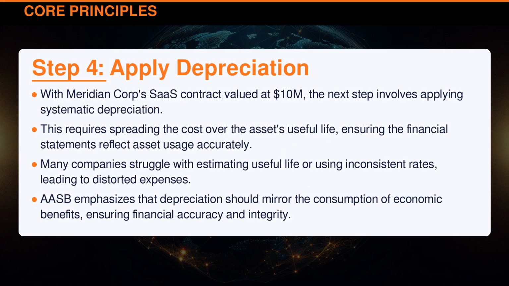With Meridian Corporation's SaaS contract valued at $10 million, the next step involves applying systematic depreciation. This requires spreading the cost over the asset's useful life, ensuring the financial statements reflect asset usage accurately. Many companies struggle with estimating useful life or using inconsistent rates, leading to distorted expenses. AASB emphasizes that depreciation should mirror the consumption of economic benefits, ensuring financial accuracy and integrity.